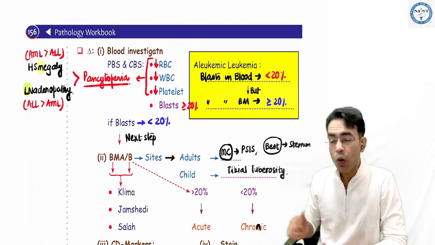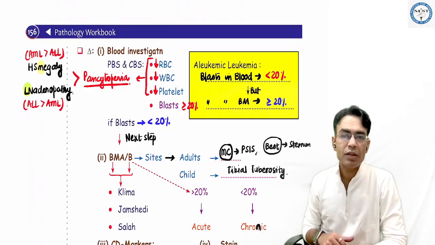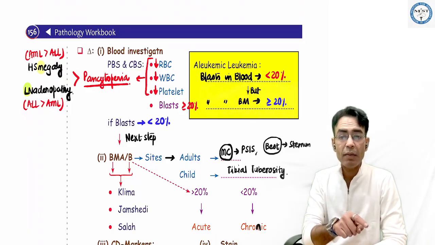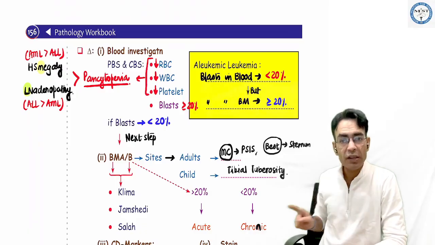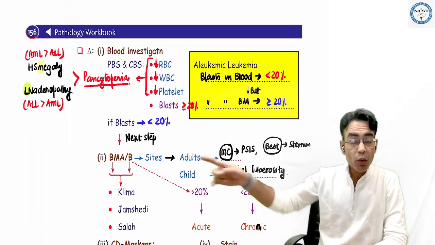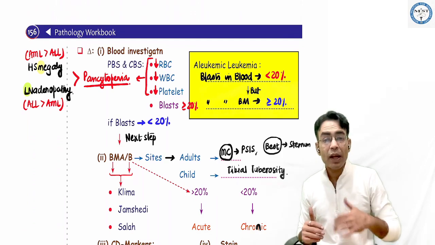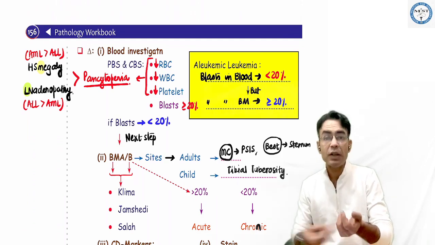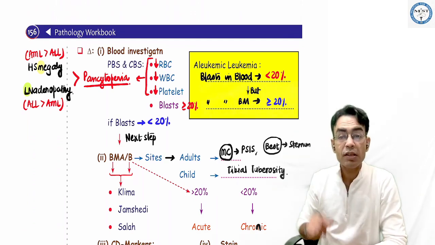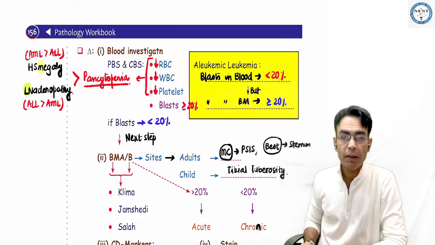But let's say in the blood you are not seeing 20% blast. What do you do? Can you call it chronic? No. You do a bone marrow aspiration biopsy. Even in the bone marrow aspiration and biopsy, if you are seeing less than 20% blast, then only it becomes chronic. But in the bone marrow, if it is more than 20% blast, it is acute. So these kinds of leukemias where in the blood you are not seeing 20% blast, but in the bone marrow you are seeing more than 20% blast, you call it aleukemic leukemia.